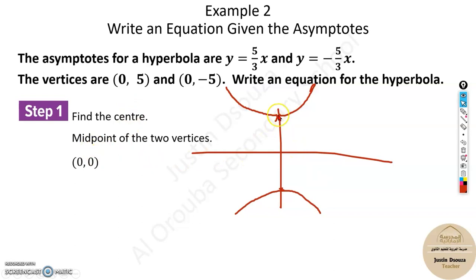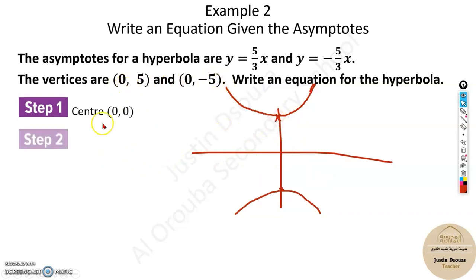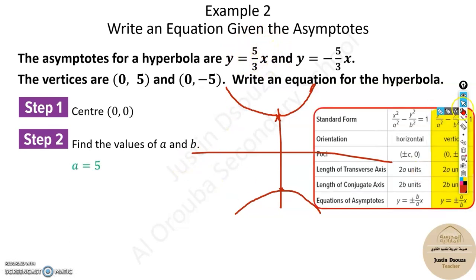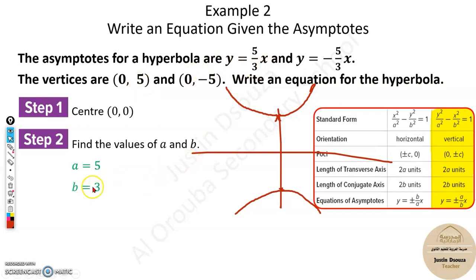You can see, so all the vertical formulas are used. The center over here is (0, 0). You can easily understand because it's 0 and 0. But what about the a and b values? You can easily find them from these asymptote values. Let's see the formula over here. The graph will be something like this. The formula is plus or minus a by b x. A is 5, b is 3. The vertices are given, so we know the vertex is 5, a is 5. That is simple. But what about the b value? It's 3.